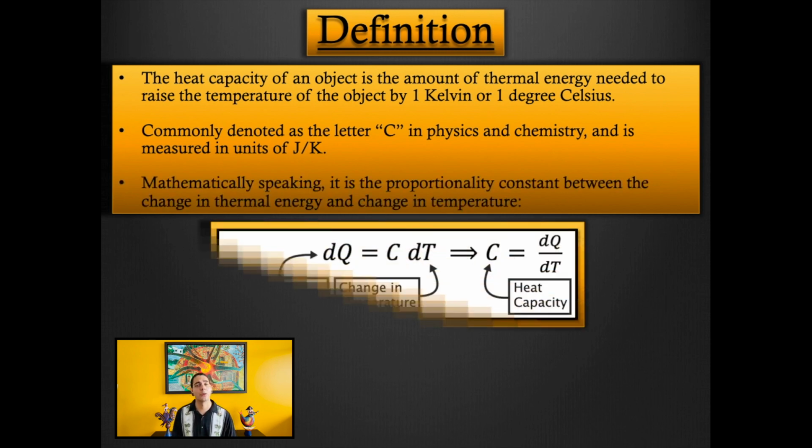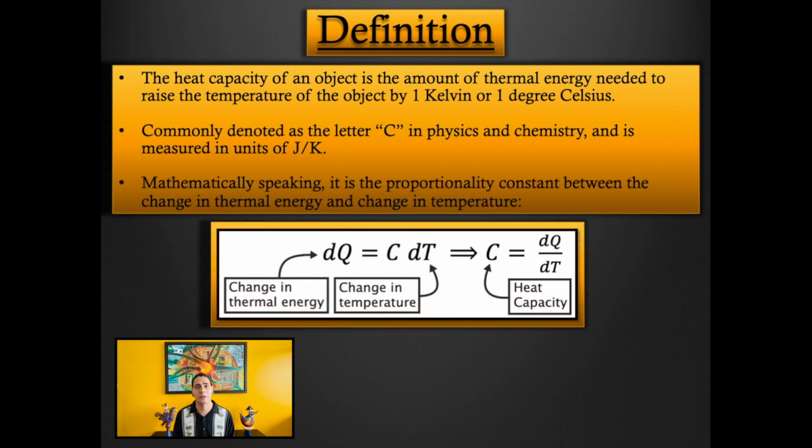Mathematically speaking, we can express this in terms of calculus variables. So we say that dq is equal to C dT, where dq is our change in energy. That is equal to C, our heat capacity, times dT, which is our change in temperature. So that means that C is equal to dq by dT, or the change in energy with respect to temperature.